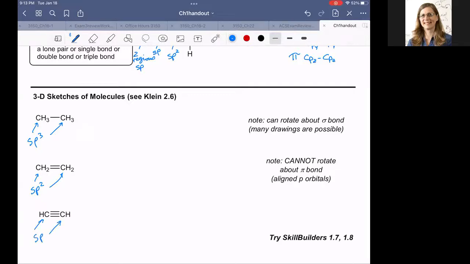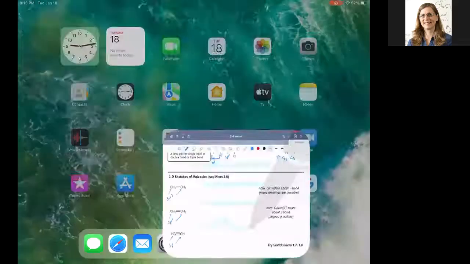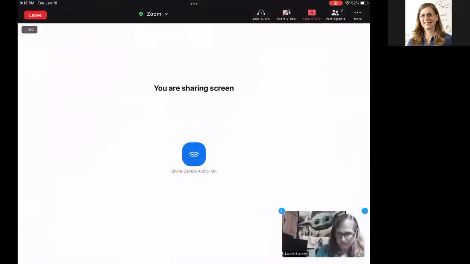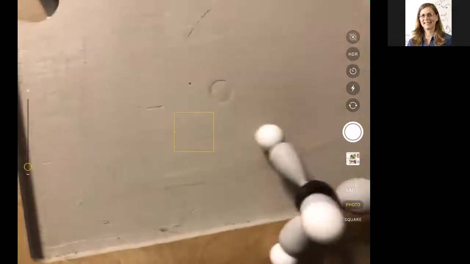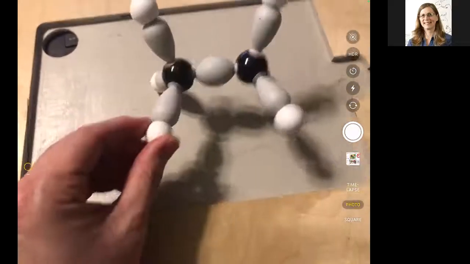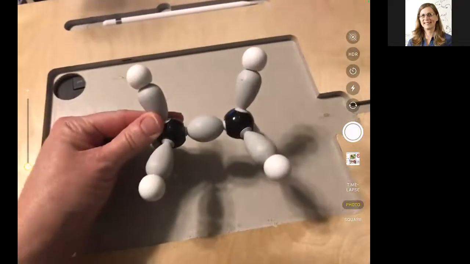So let's look at some models of these. sp means that we have a linear geometry. I want to show you some models of these, and then we can... nope, I went to the wrong thing. Where is my camera? There it is. Looks like a camera. All right, let's see if I can show some models here of what these geometries look like so that we can sketch them on paper. So this is what a tetrahedral carbon looks like.